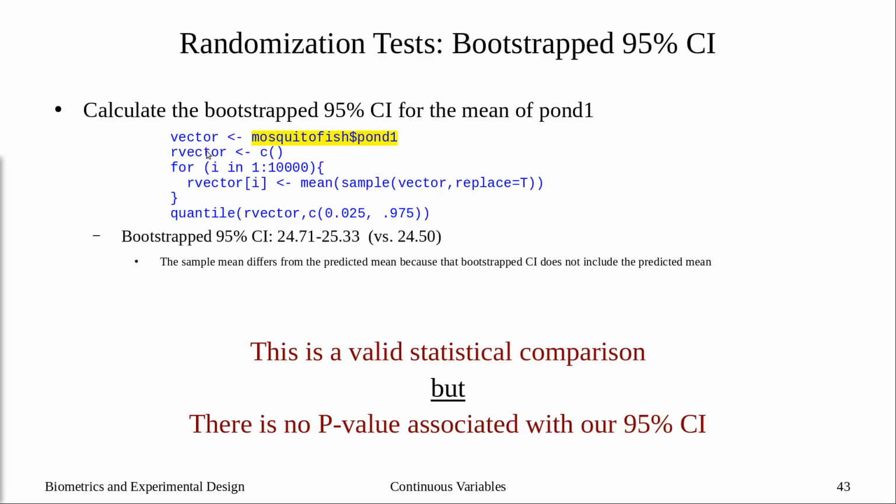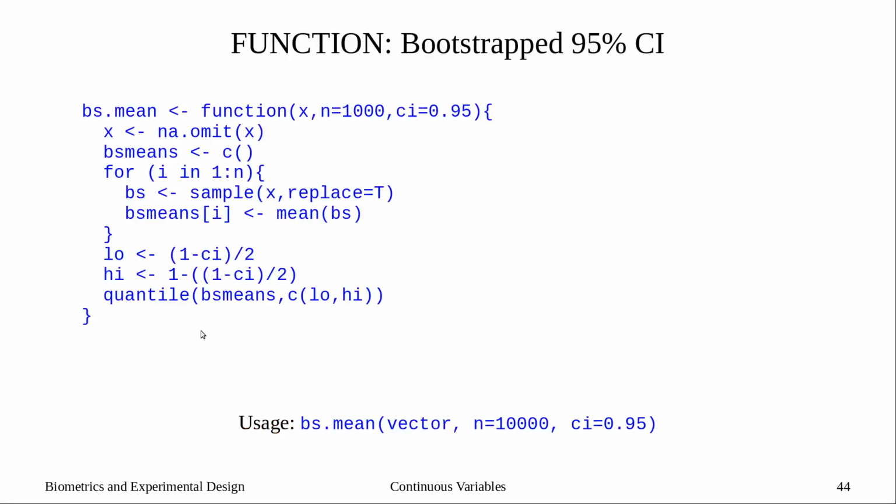Now, this is the long way. Let me introduce you to a function. So here's a bootstrap mean function. We create our function, much like we did with that standard error function, and I'm going to define an x, n, and ci for our confidence interval. First thing it's going to do is take the vector that we give it as x, and we're going to strip out any missing data.